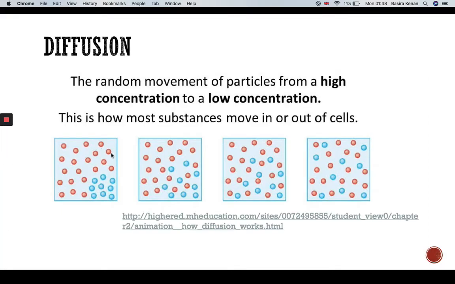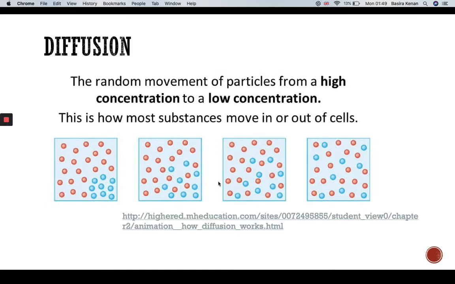So you watched the diffusion video. As you see, it's a random movement of particles. For example, if you want to make sweet water, you add sugar lumps into your tea, and you start to stir it or wait for the sugar lumps to dissolve. Dissolving substances in water forms a solution, and we call this diffusion.